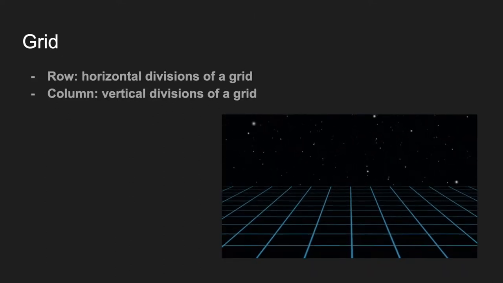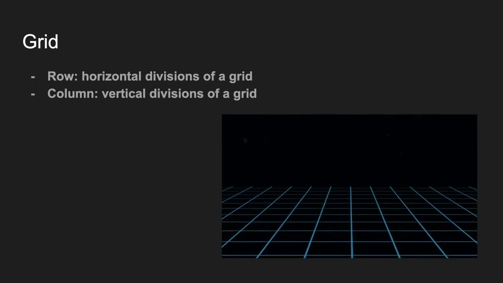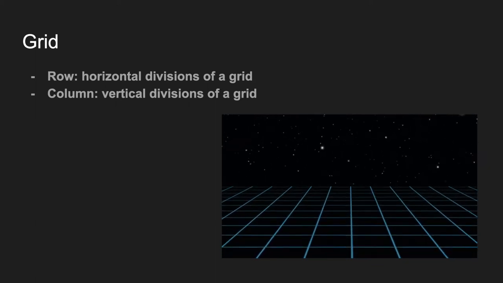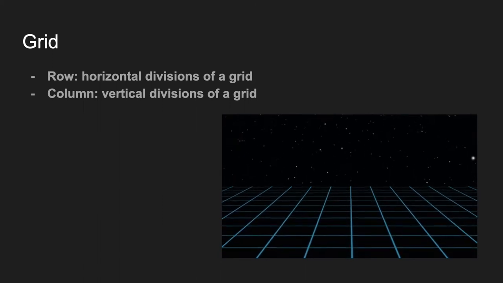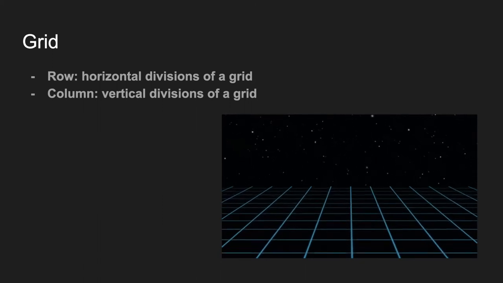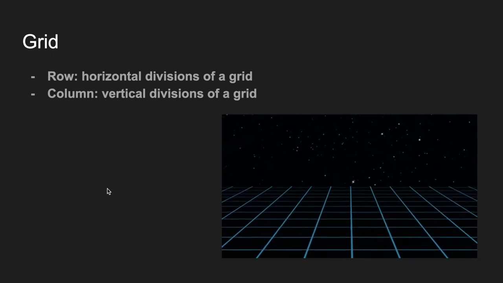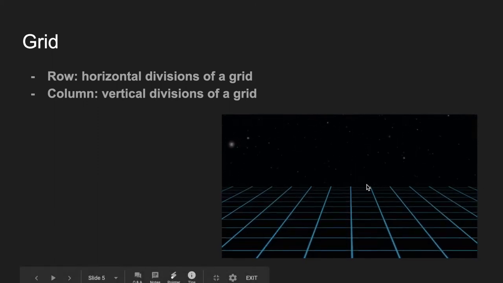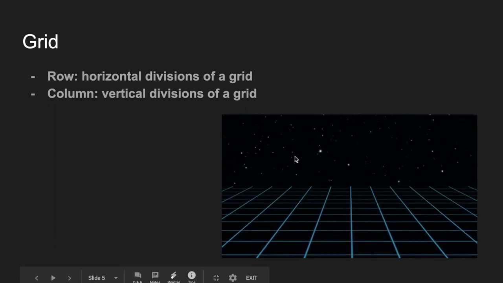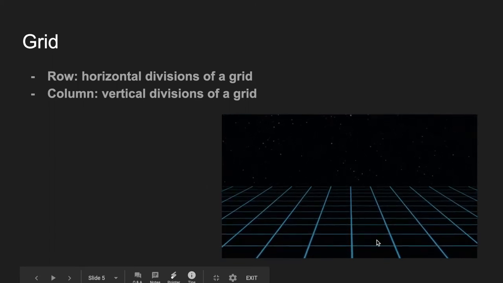The grid. So in this unit, we are going to be using a proportion tool called the grid or gridding. In its most basic terms, in a grid, there are two main distinctions, rows and columns. Rows go side to side, or they're horizontal. Columns go up and down. They are vertical.